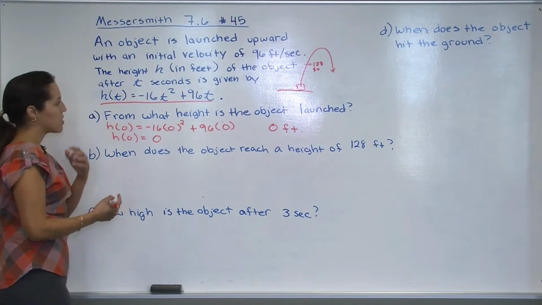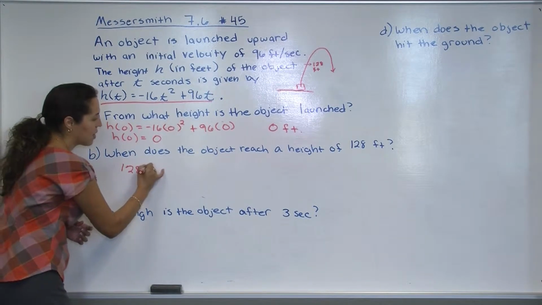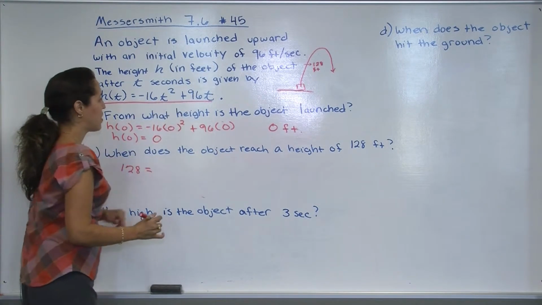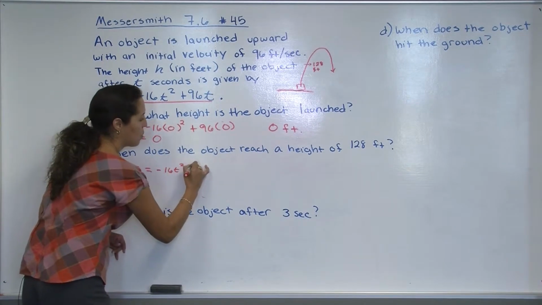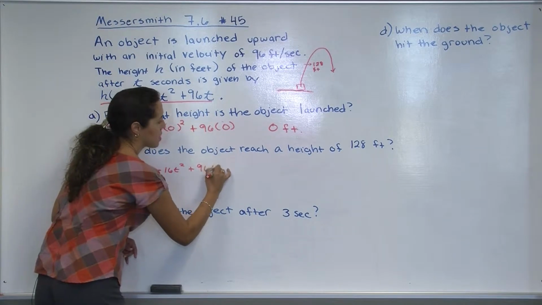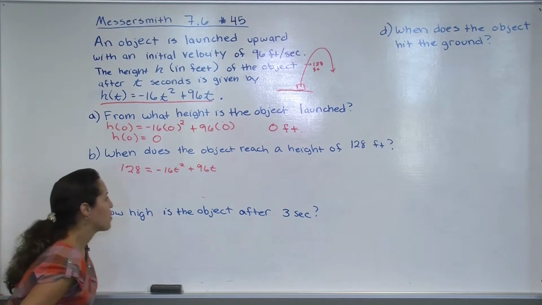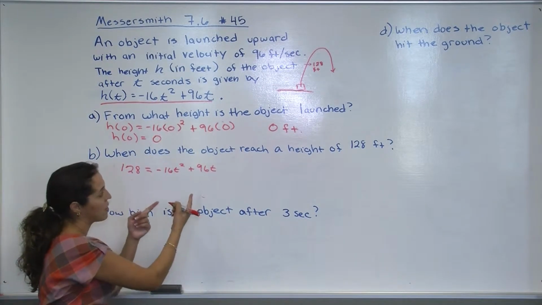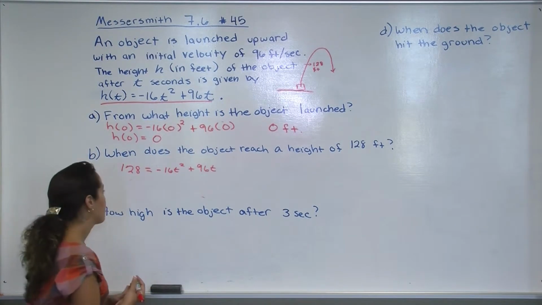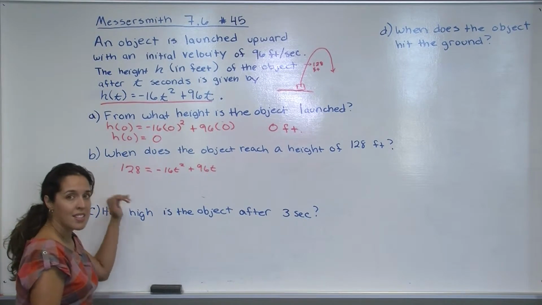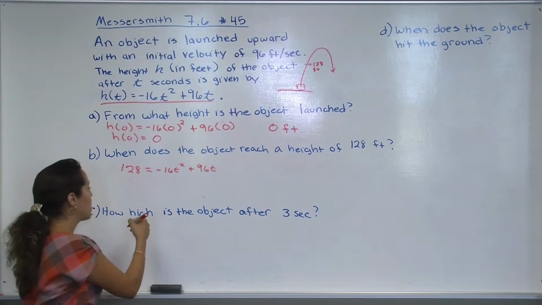So what we have to do is substitute in for h of t 128. And then we fill in here the rest of our function. So I've got negative 16t squared plus 96t. All right, so let's go ahead and solve here for t. And remember, that'll give us the time that the object reaches a height of 128 feet. So the very first thing that we need to do is set our equation equal to 0. And I'm going to do that by subtracting 128 from both sides.